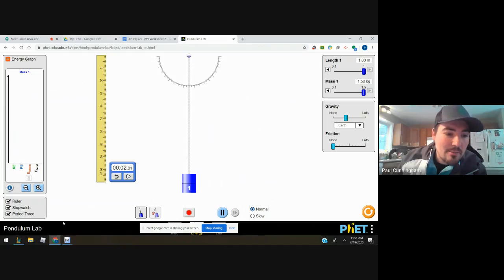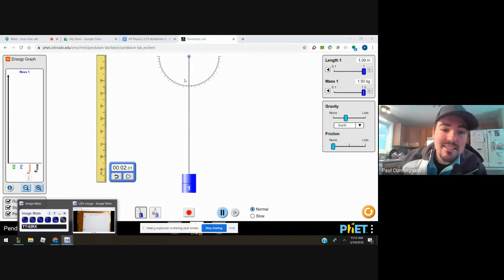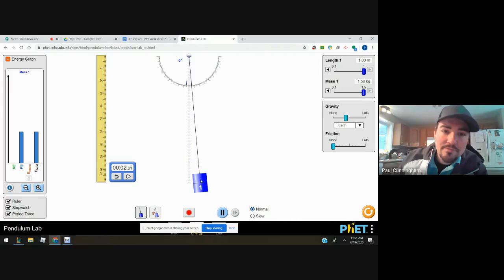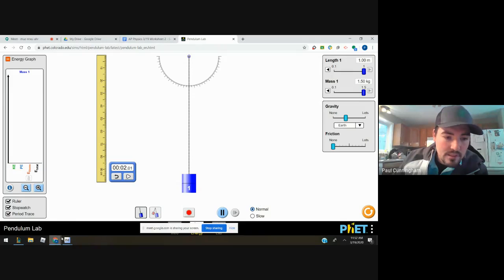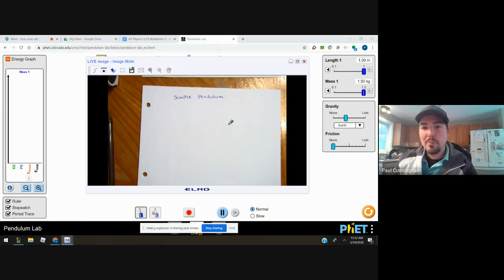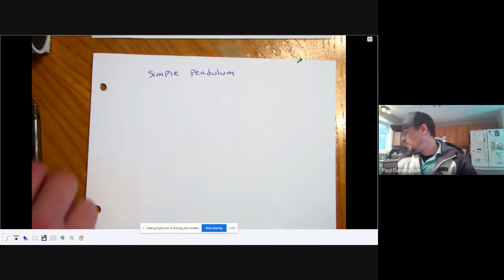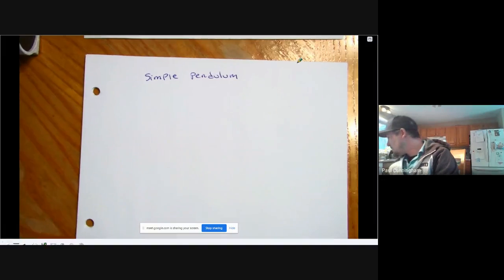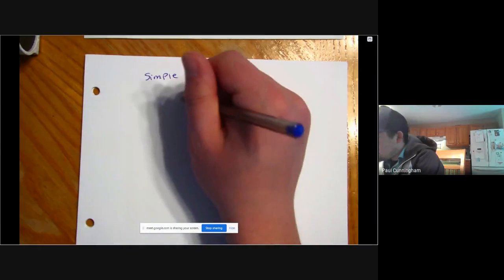So stop it. I'm going to jump back over to here. This is a simple pendulum. Okay, very simple. A mass hanging on a string, technically a massless string. Our displacement is a certain degree, and we're able to calculate how much energy we put into that system based on that. So let's get working. Let's write some of this down. So simple pendulum. Okay. So first of all, let's go over a couple of things.